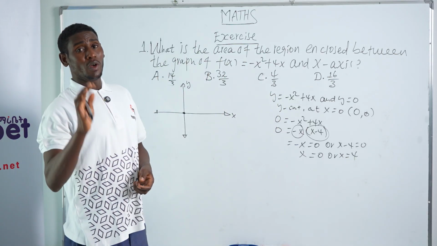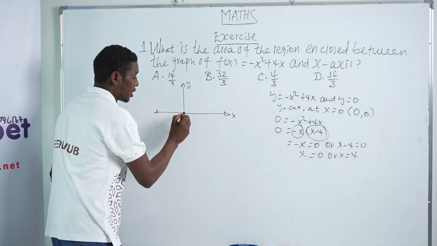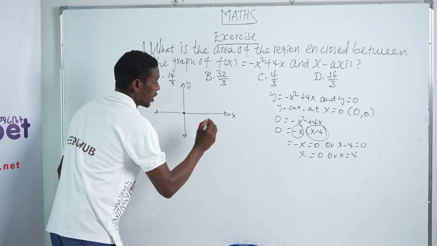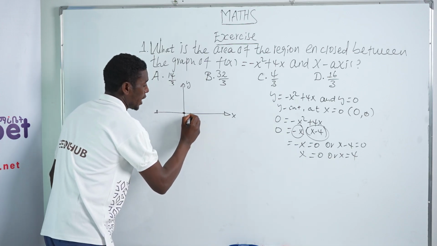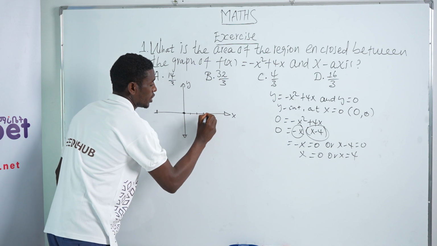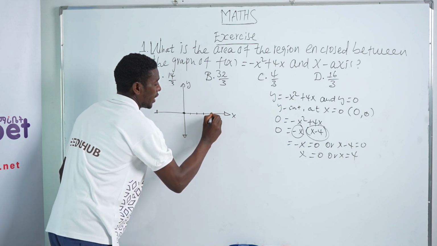So here we have two intercepts for x. The first one is the same 0, 0, and the second one is 4. Assume here we have 1, 2, 3, 4. Here we have the x intercept.